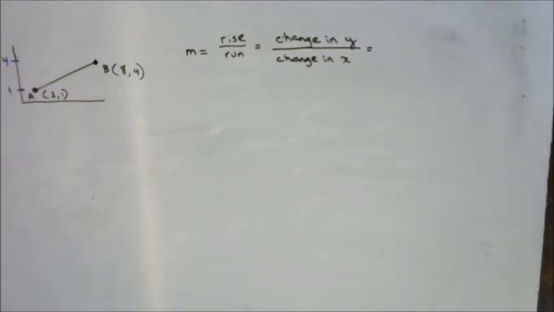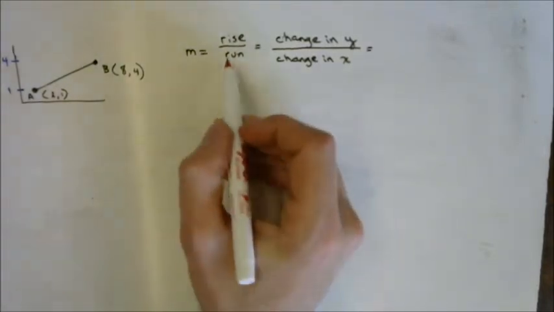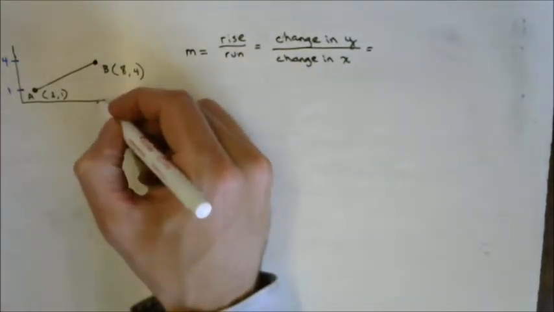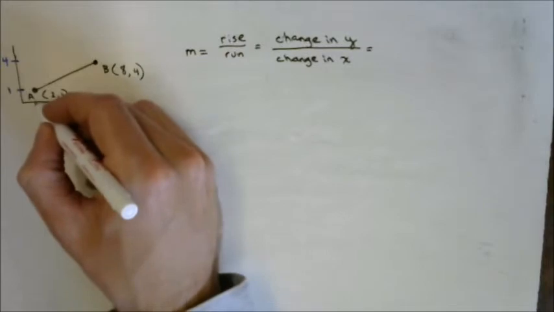Yes. The run and the rise. The run is going to be the change in x. It's the distance between 8 and 2.